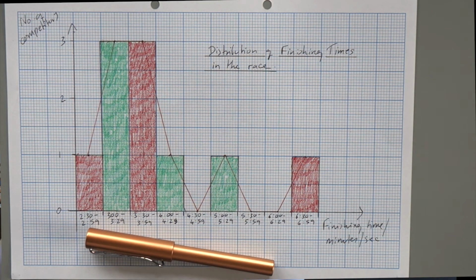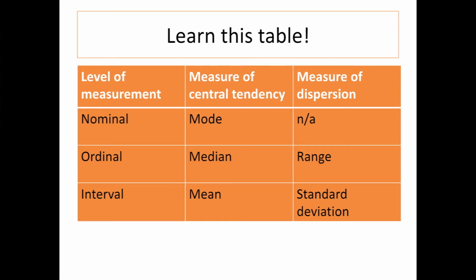We can also categorize our measures of central tendency and our measures of dispersion into nominal, ordinal, and interval. The mode is just nominal data, that's just one category. The median and the range are ordinal data, and the mean and the standard deviation are true interval data because those give actual numbers.